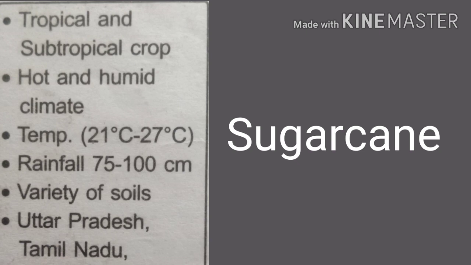Sugarcane grows well in tropical and subtropical areas. It needs a hot and humid climate for its growth. The temperature should be between 21 degrees Celsius and 27 degrees Celsius, and it needs an annual rainfall of 75 to 100 centimeters, and sugarcane grows in all varieties of soil. The major sugarcane producing states are Uttar Pradesh, Tamil Nadu, Andhra Pradesh, Bihar, Karnataka and Punjab, and sugarcane is the major raw material for the sugar industry.